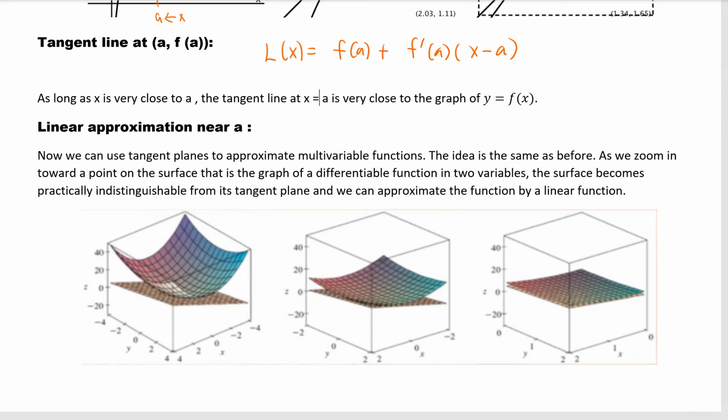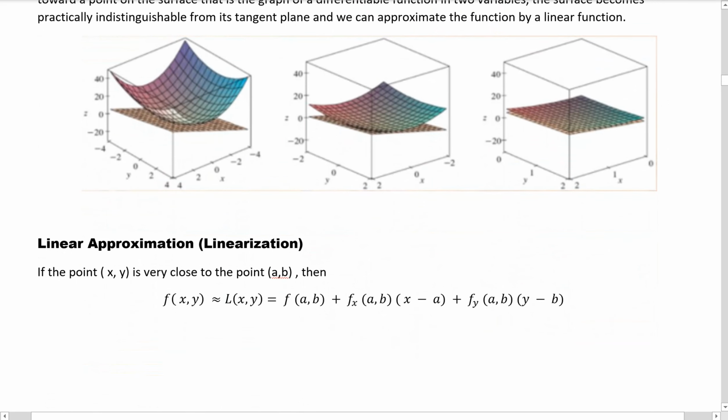As we zoom in toward a point on the surface that is the graph of a differentiable function in two variables, the surface becomes indistinguishable from its tangent plane, and we can then approximate the function by a linear function, which is the tangent plane. Can you see the picture right here? So linear approximation: if the point (x, y) is very close to the point (a, b), then f of (x, y), this is the function, is approximated by the tangent plane.